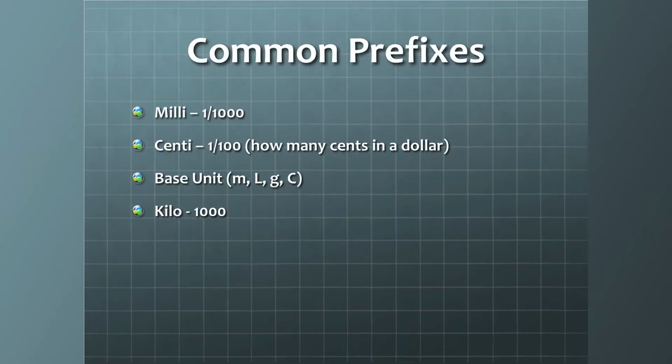Here are some common prefixes that might help you. Milli means 1/1000th, centi means 1/100th, and kilo means 1,000. That means there are 1,000 meters in a kilometer or 1,000 millimeters in 1 meter. So you can use those prefixes in front of the bases to convert between the different units.